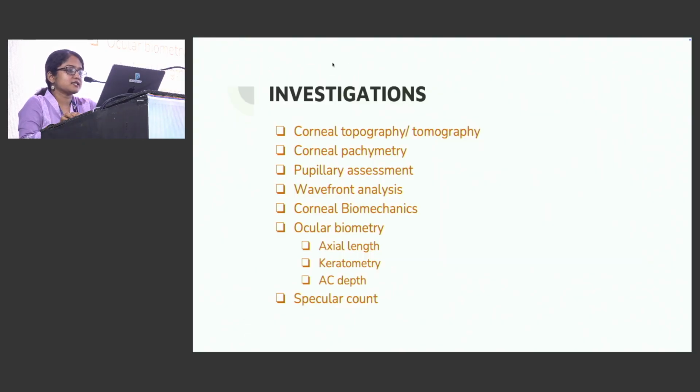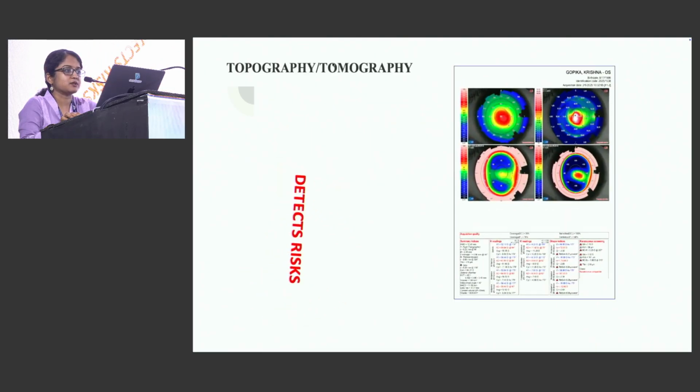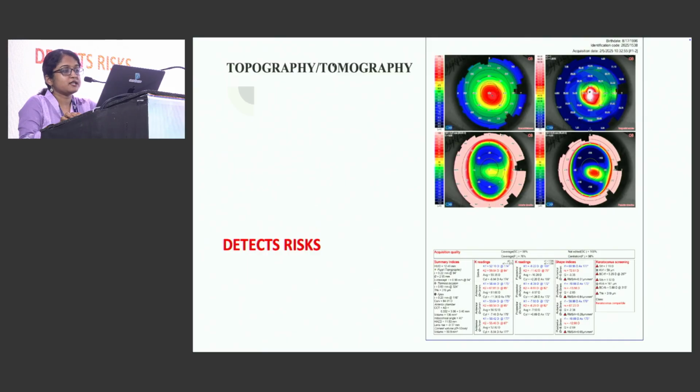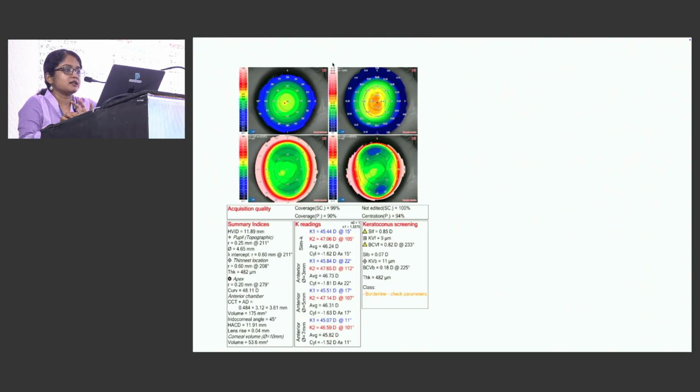So other investigations include topography, pachymetry, pupillary assessment, wavefront analysis, corneal biomechanics like Corvis if available, ocular biometry, and specular count. So topography is the heart of refractive surgery because it detects risks. More than detecting keratoconus, it excludes patients who are not a good candidate for the refractive surgery. So there are various ectasias or various borderline groups which are not a proper candidate for cornea-based procedures.